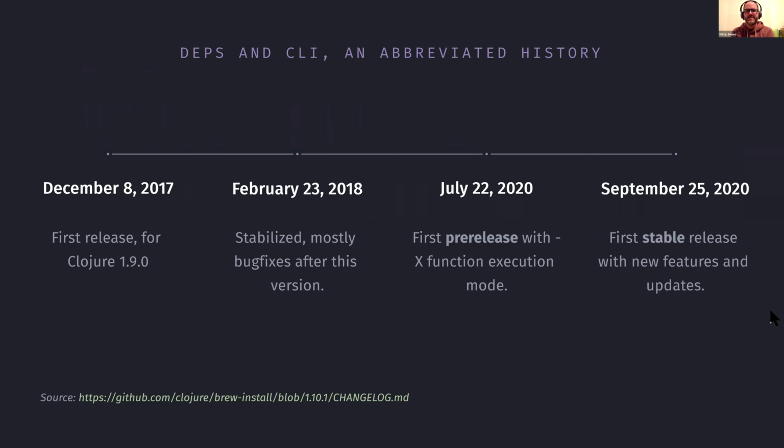Then all of a sudden, in July of this year, there was a pre-release. Alex Miller popped into the announcements channel on Clojurians Slack and said, "Hey, I've got a pre-release if you want to look at it." It was basically the biggest changes that have happened since it was launched. Then just over a couple months later, the stable release. There have been releases since then, refining things, but basically anything past the 25th of September is going to be good for what I'm talking about.